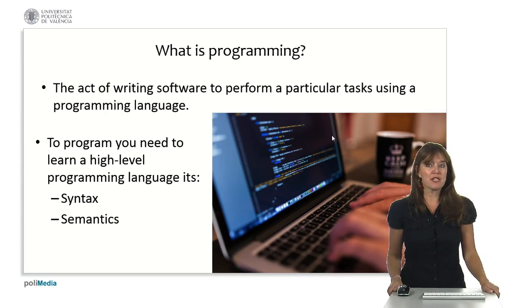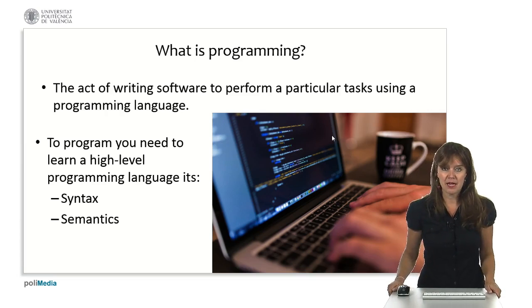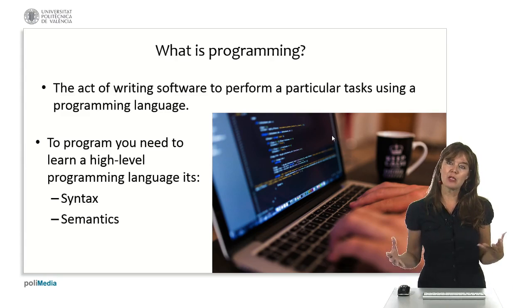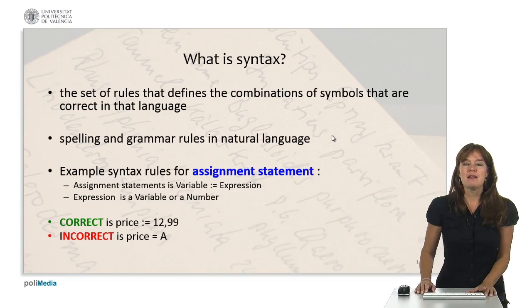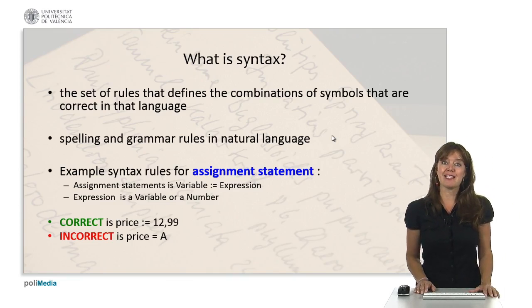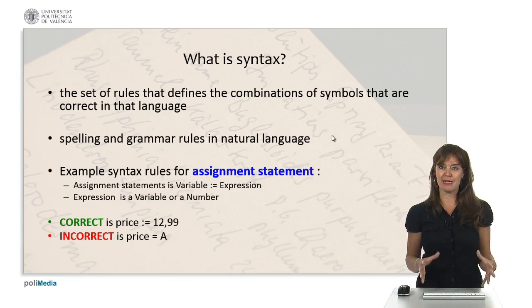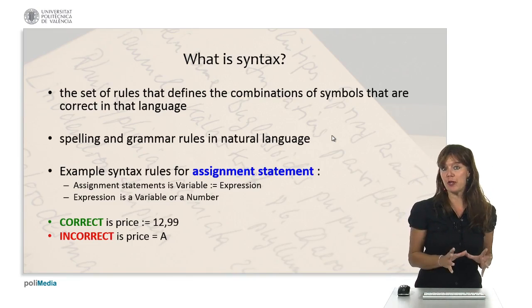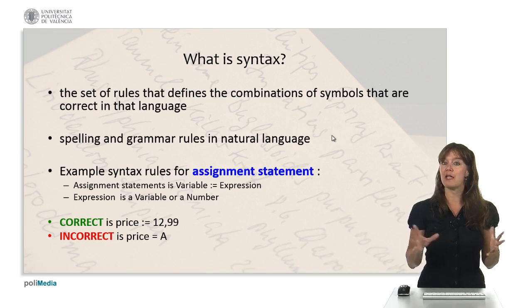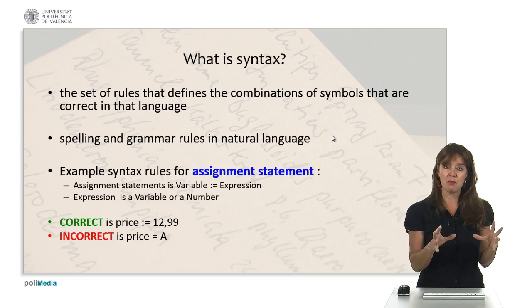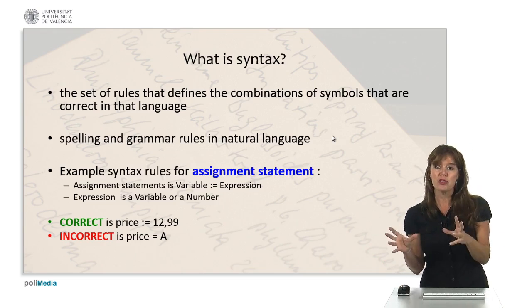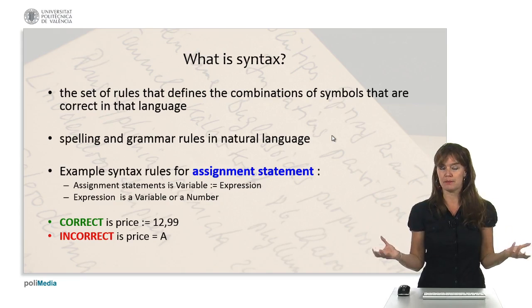And what you need to know of this language is the syntax and the semantics. So let's look at what these two concepts mean. Syntax is typically a set of rules that defines combinations of symbols that are correct in a language. This is not restricted to programming languages. This is for all languages. In our natural language, we have spelling and grammar rules that indicate which combinations of symbols, letters, and words are correct to create a sentence.